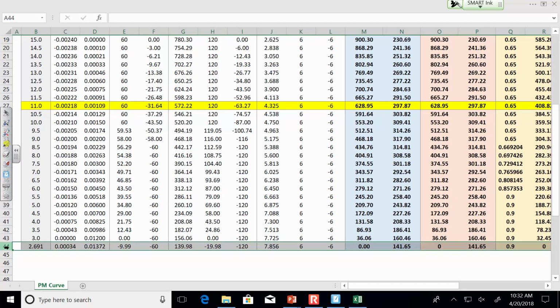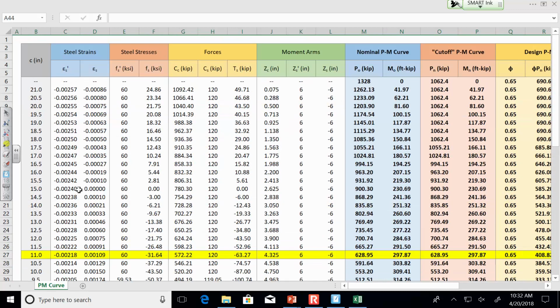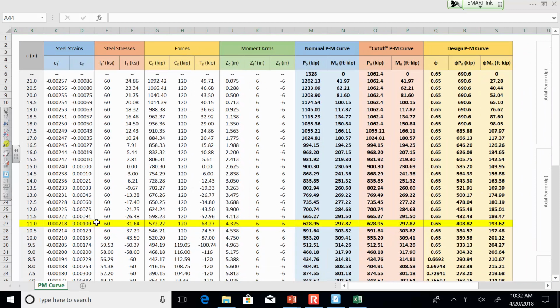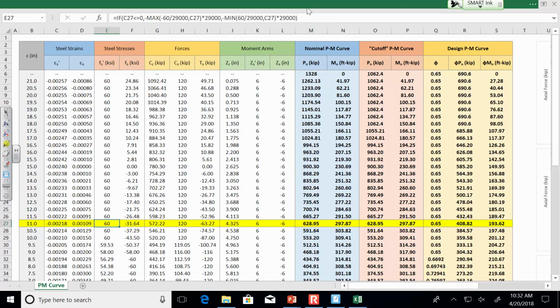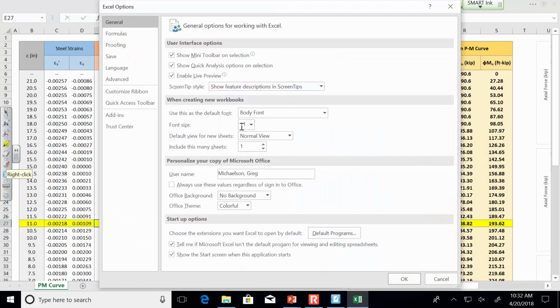So for your pure bending case, you know that C equals about 2.69 inches, so you can start here and go up and up and up. You could keep going until C goes to, quote-unquote, infinity. And if C equals infinity, that's just your pure axial case. But for each one of these rows, I'm saying, all right, here's a C value. Based on that C value, what are my strains? Based on those strains, what are the stresses? Now look at these formulas here for the stresses. Actually, let me do something. We go to File, Options.